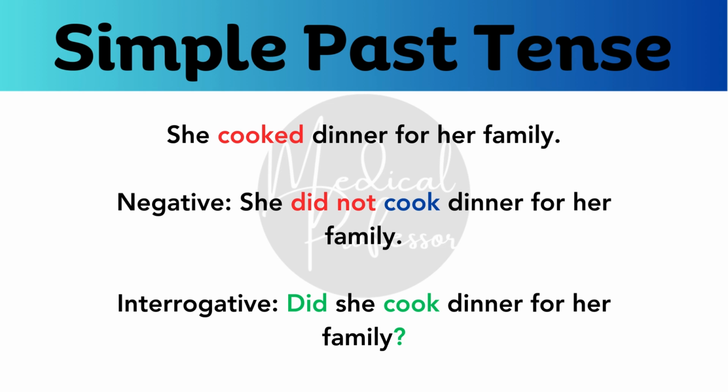She cooked dinner for her family. She did not cook dinner for her family. Did she cook dinner for her family?